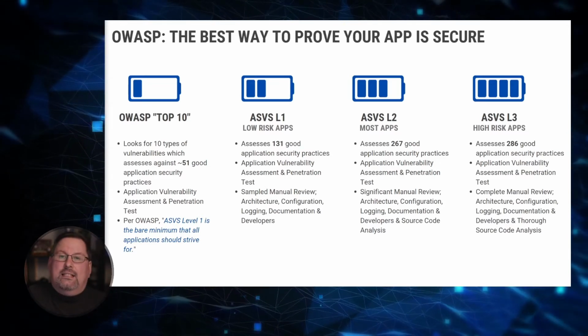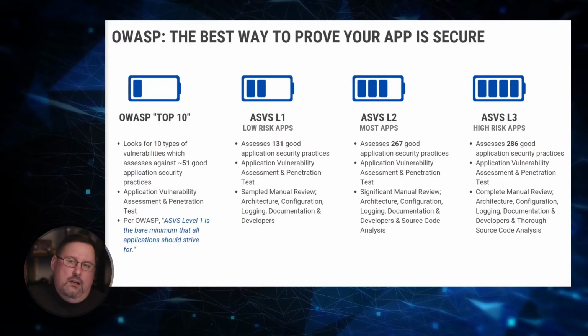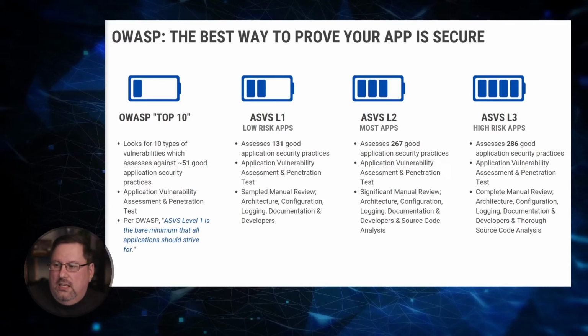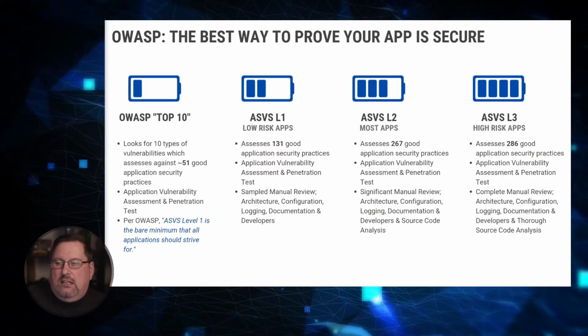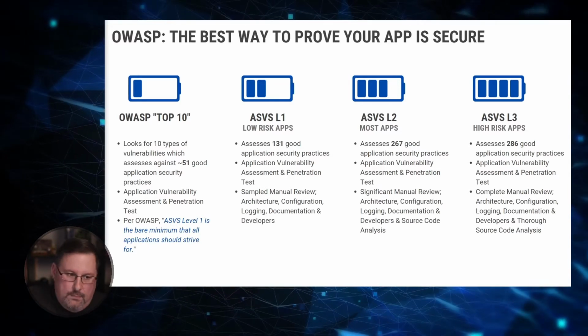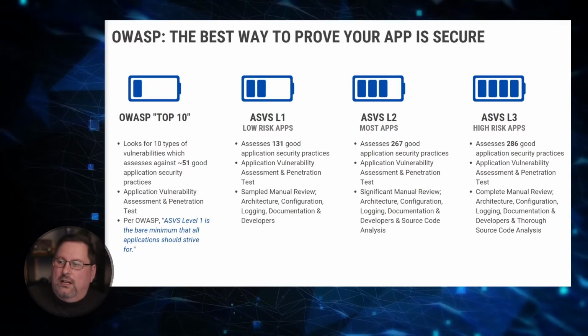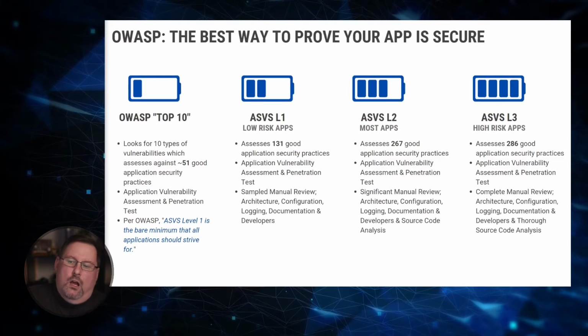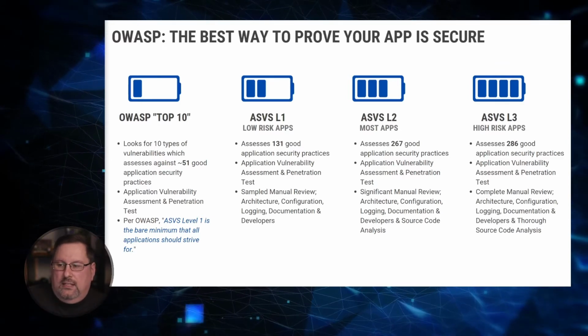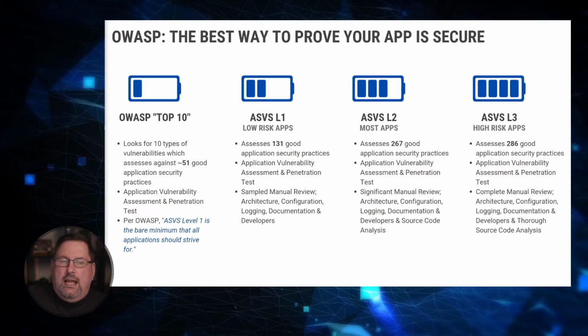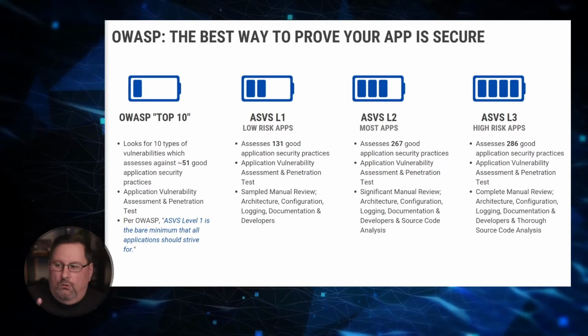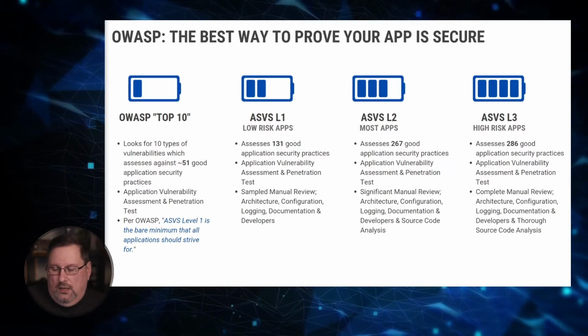And then if you have highly sensitive applications that have data from your customers and your business that need to be protected, there is the ASVS L3 for high-risk apps. That has 286 security controls. And again, you're going to do the pen testing and the vulnerability testing, but now you're going to be doing a completely manual review. Nothing should be automated there.